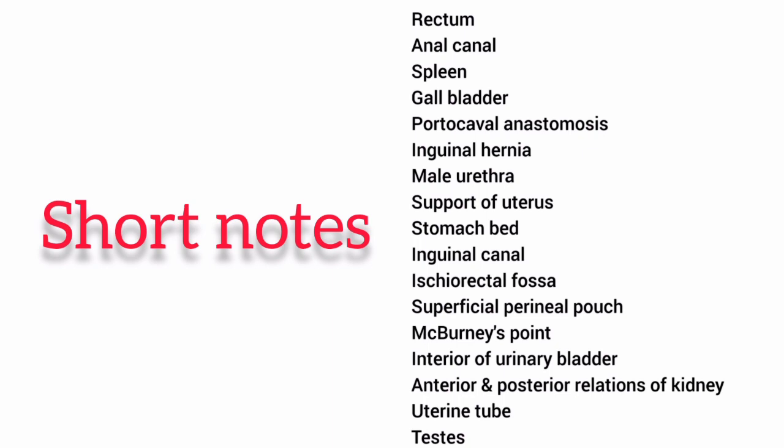Then is support of uterus. Each and every name of the support of uterus is very important. Do it in a flowchart manner or in a diagrammatic manner. All the diagrams related to the support of uterus just beautify your answer. Next is stomach bed. The diagram is important, and listing all the structures is important in the stomach bed, and nothing much to be said about it.